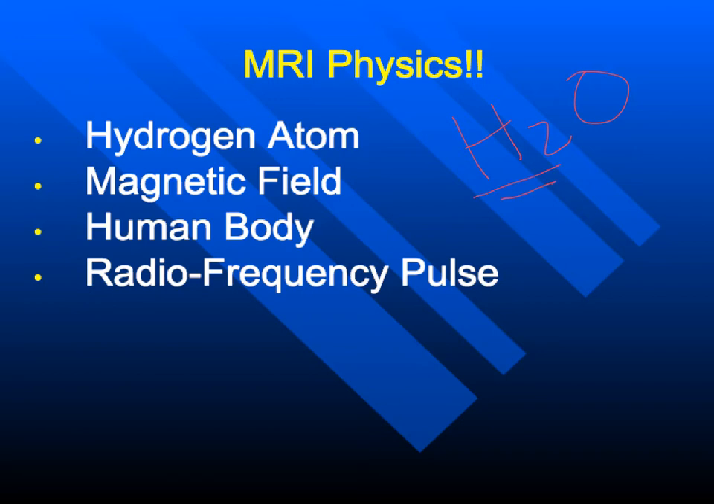Hydrogen, right? And that's what we use. So the hydrogen atom is used in MR physics to produce images for us. What we need is really the hydrogen atom, which is abundant in our body. We need a magnetic field, we need the human body, and a radio frequency pulse. So these are the main structures of what makes MRI.